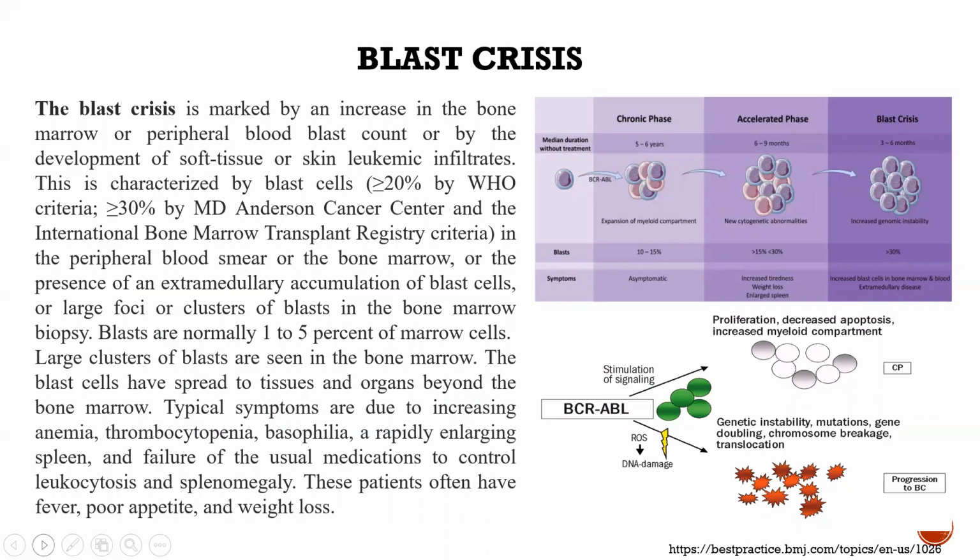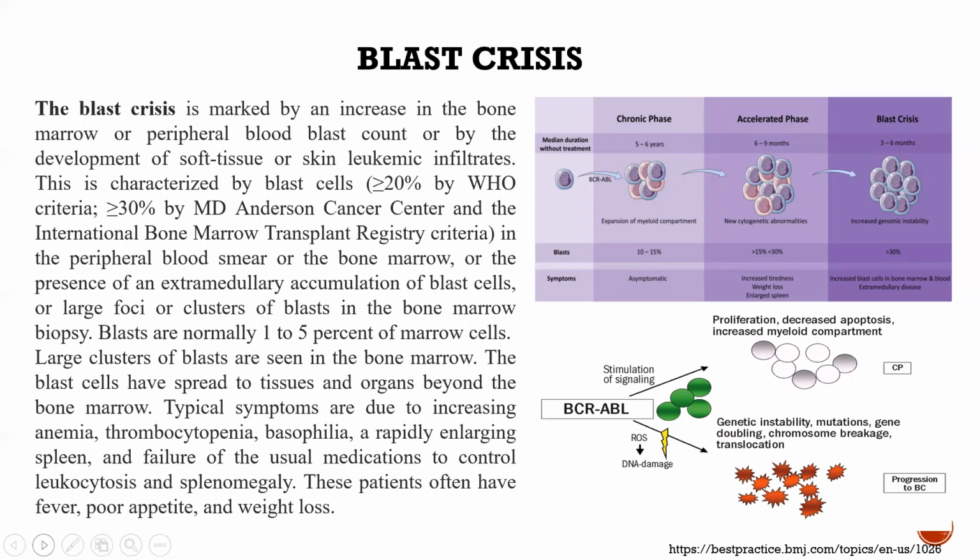Blast crisis is marked by an increase in the bone marrow or peripheral blood blast count, or by the development of soft tissue and skin leukemic infiltrates. This is characterized by blast cells more than 20% by the WHO criteria and more than 30% by the MD Anderson Cancer Center and International Bone Marrow Transplant Registry criteria, in the peripheral blood smear or the bone marrow, or the presence of extramedullary accumulation of blood cells, or large foci or clusters of blasts in the bone marrow biopsy.